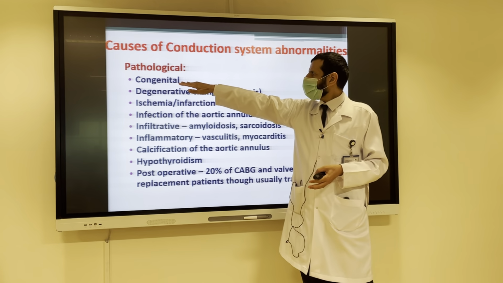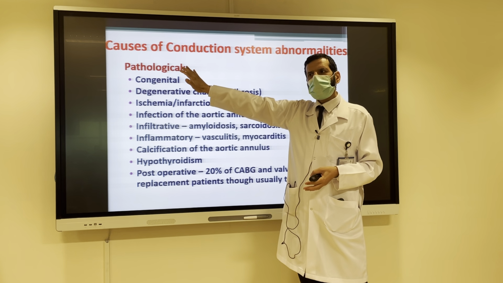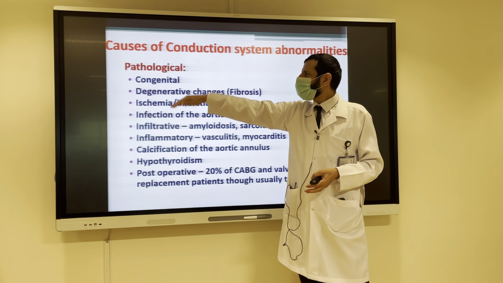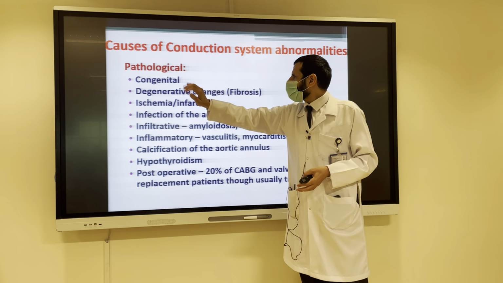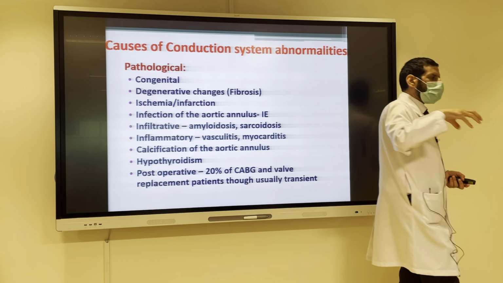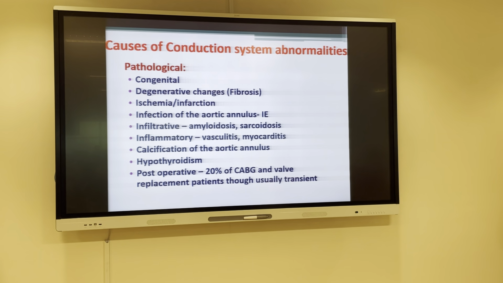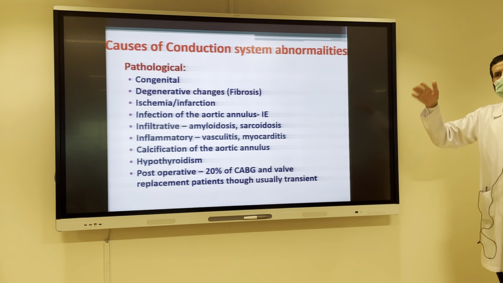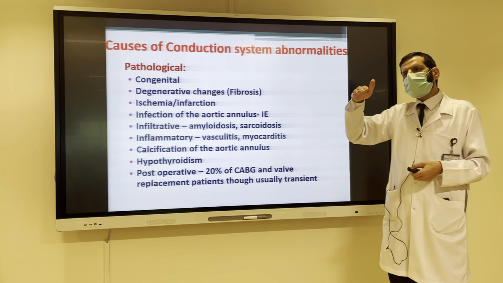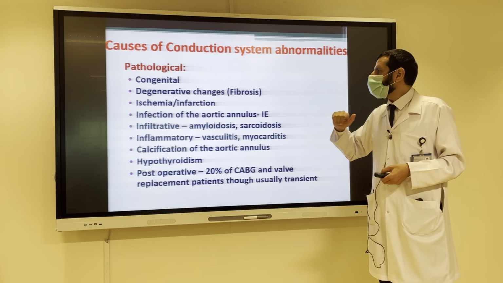So congenital, like congenital complete heart block, congenital sick sinus syndrome, rarer than that. Degenerative changes in elderly, the commonest cause they need a pacemaker is because of degenerative changes, replacing the pacemaker cells in the pacemaker with fibrous tissue, so it will lose function with time. It can also be in the AV node, replaced with fibrous tissue, and then with time they get no conduction in the AV node.